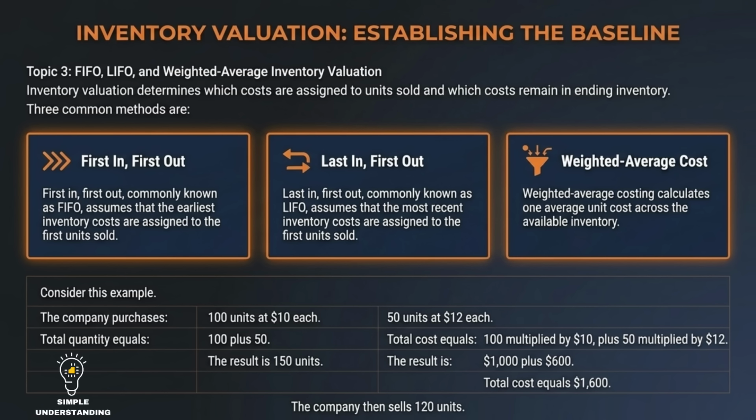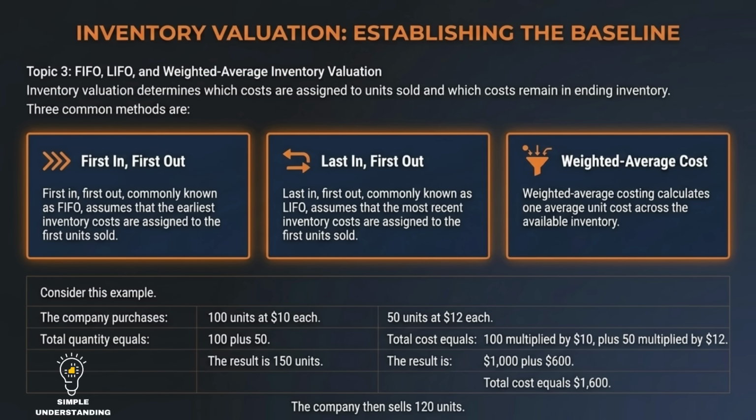Last in, first out. Last in, first out, commonly known as LIFO, assumes that the most recent inventory costs are assigned to the first unit sold. Weighted average cost. Weighted average cost per unit calculates one average unit cost across the available inventory.